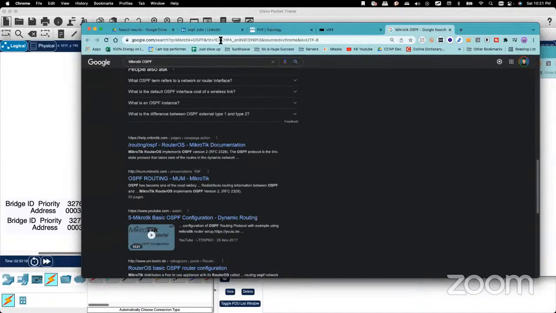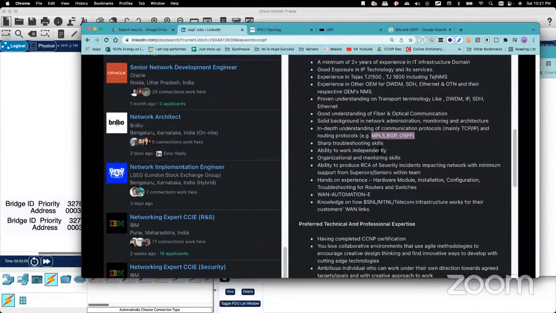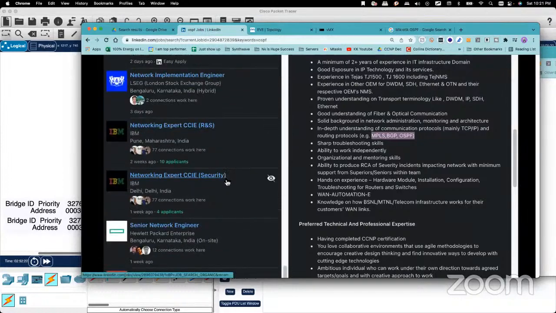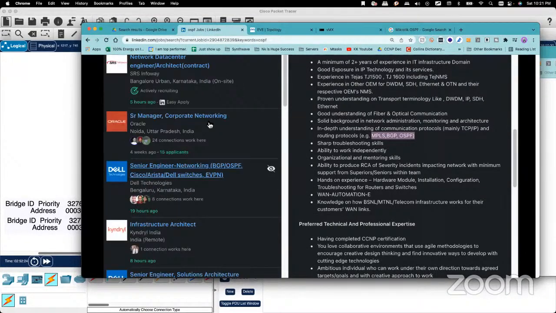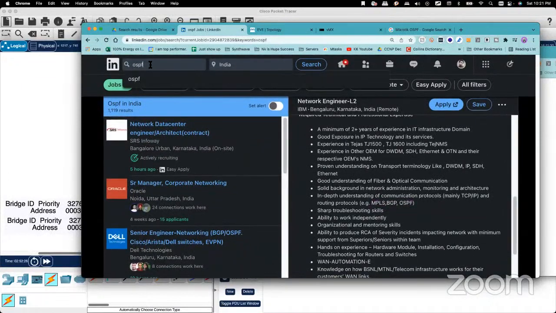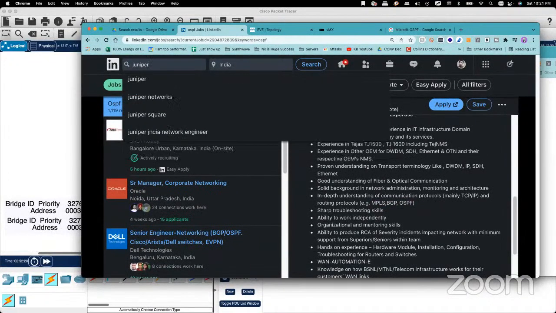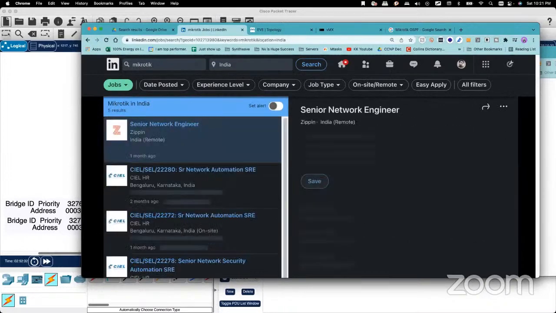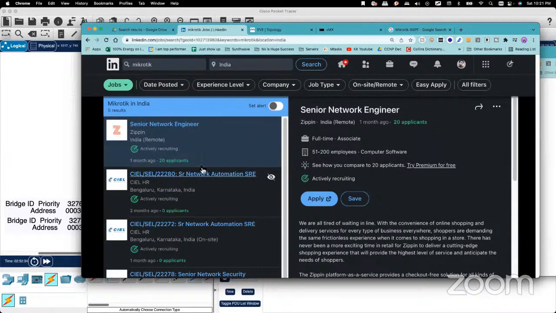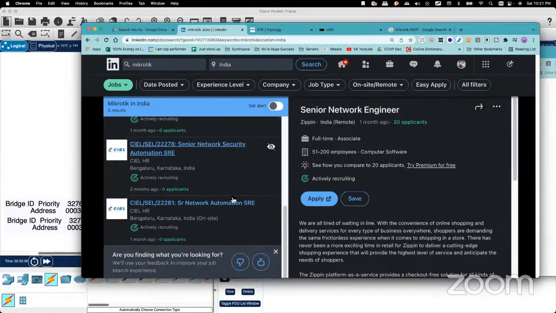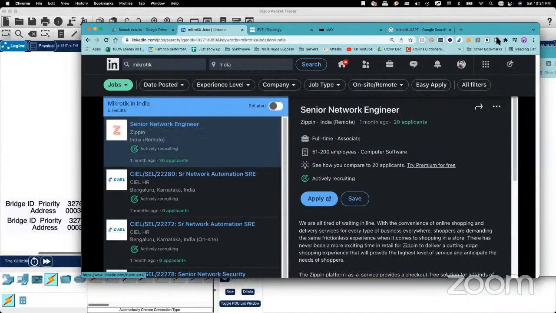As I told you, your resume tells about you and what you know. I'm sure if you search, even Junos or Juniper, or even MikroTik, is being asked by many vendors. Not very big companies, but there are many companies which are asking for MikroTik also. So maybe you will get the job very easily because you know some basics of MikroTik.